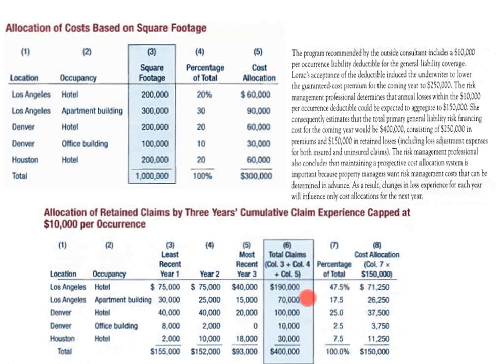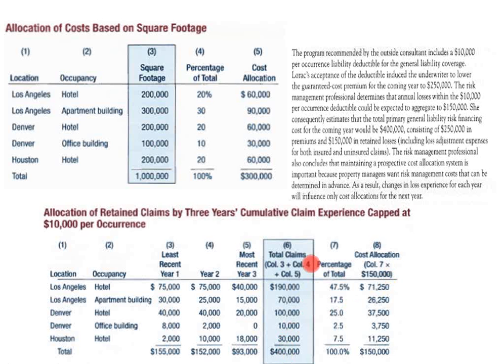So you can see the total claims amount here, and then the percentage. The cost allocation in this case is going to be column 7 times the 150, okay? And so what we can see down here is the column 7, so it's 47.5% times 150 is the 71,000. So this is how much they would be charged under this model.